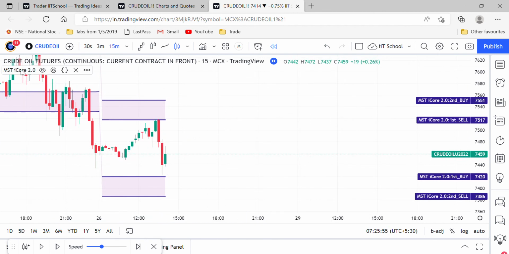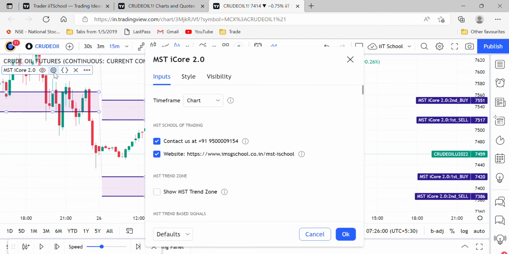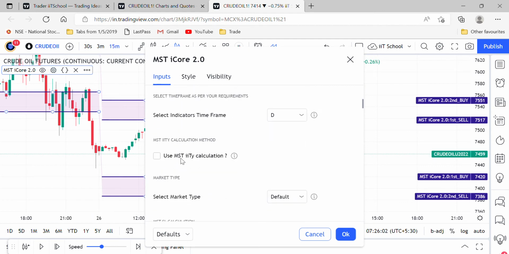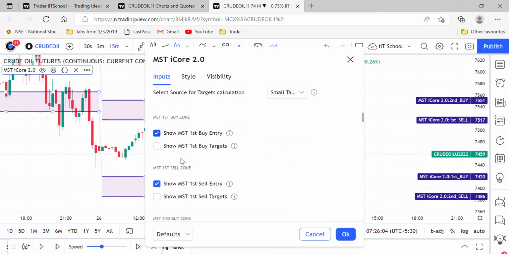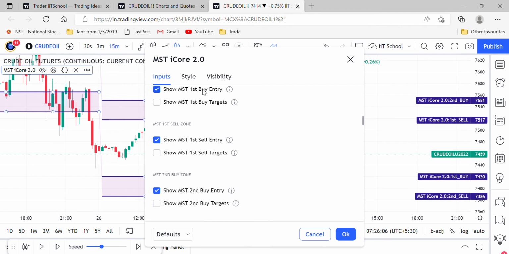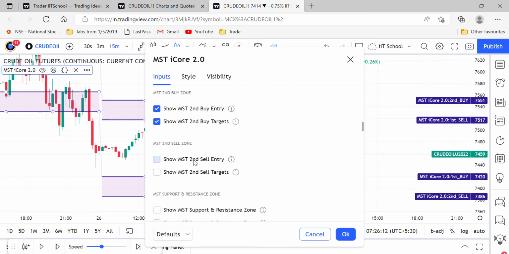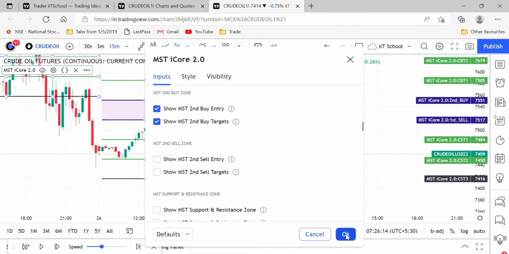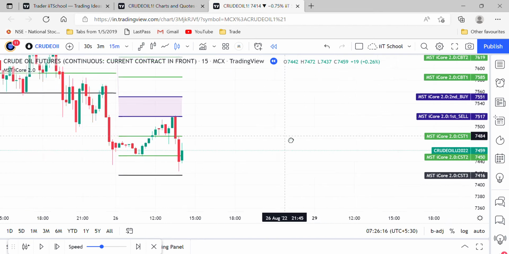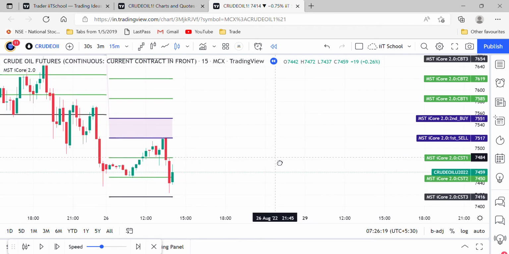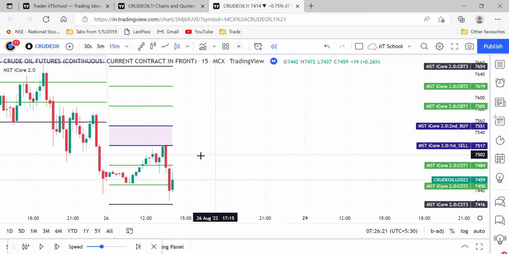Come back to the indicator settings, select the settings box and come down. Since sell has been activated, remove the buy entry, enable the sell target, enable the second buy and second buy targets, and remove the second sell entry. That's all. So why am I enabling second buy? Because I don't know whether the market will come down or go upside. For both sides I am ready.